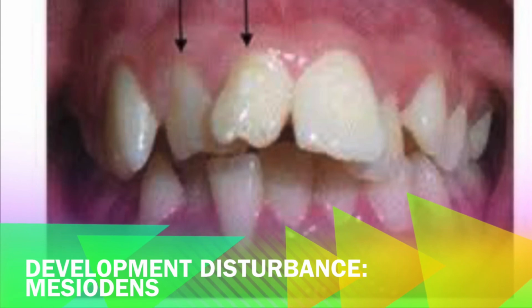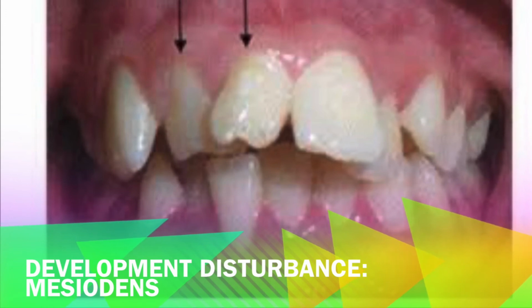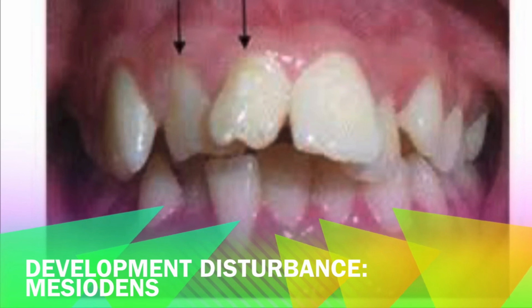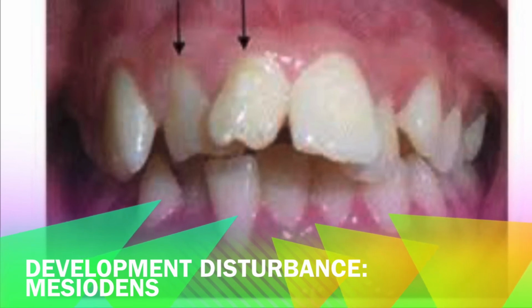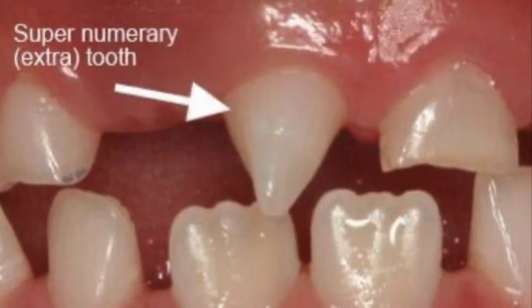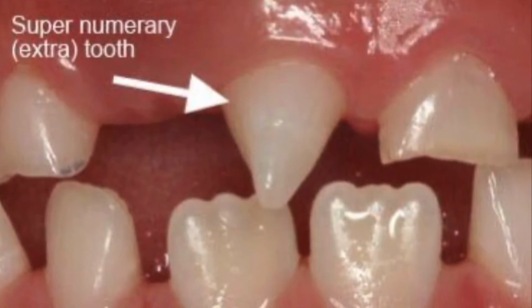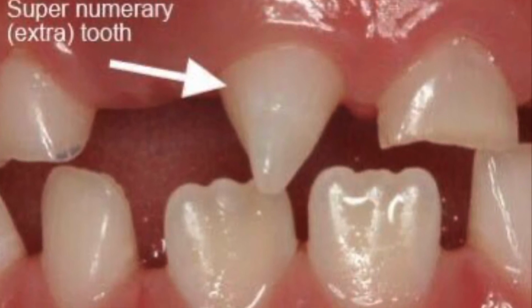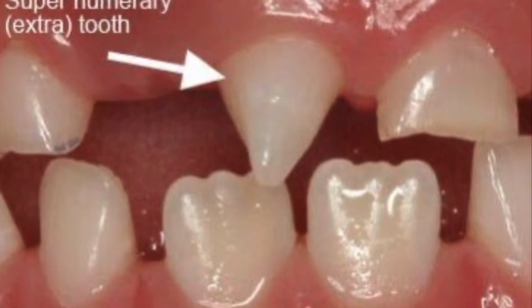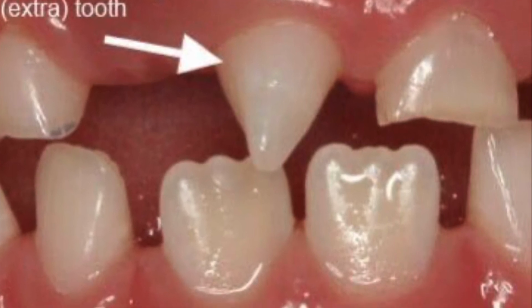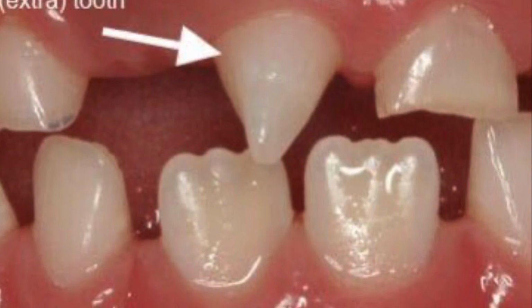And one of the last things to know, and it's really important, is the developmental disturbance of the central incisor, and one of them is mesiodens. Mesiodens is a supernumerary tooth that is found between the central incisors, and that occurs because of the presence of a tooth germ that is found during the tooth development, and it causes that abnormality.